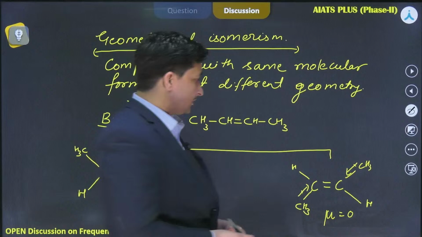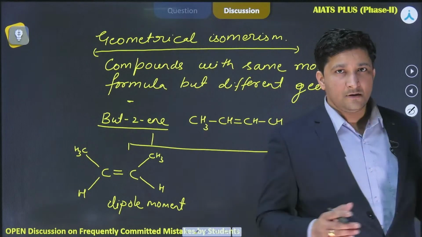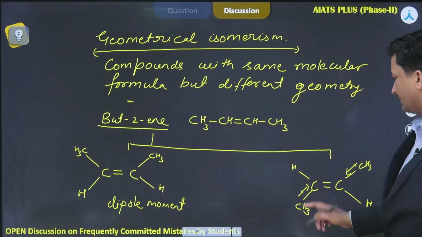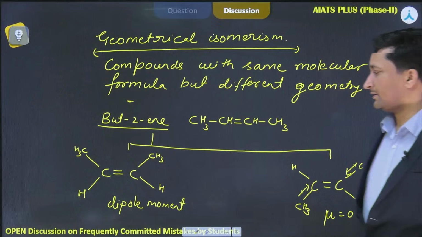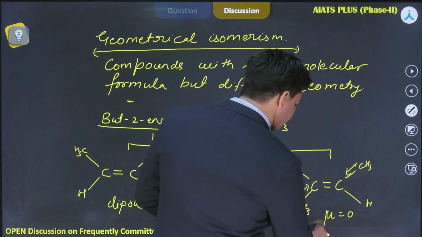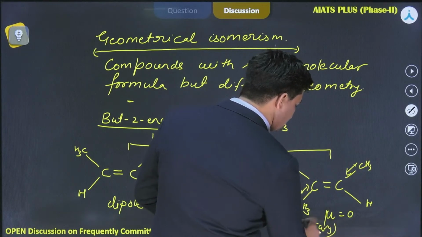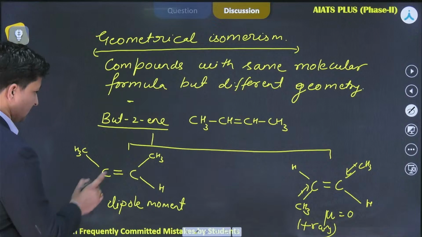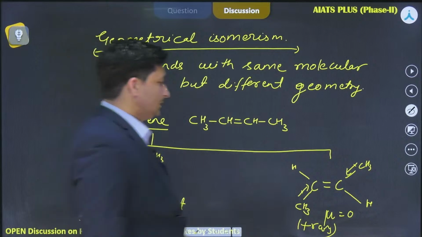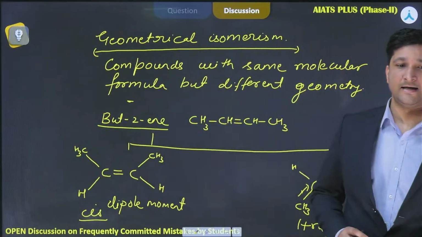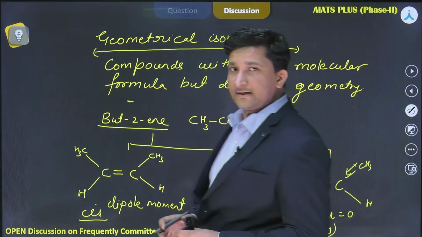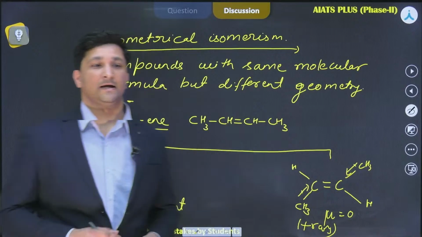Another property is that because of this dipole moment, dipole-dipole attraction is present. Therefore the boiling point of this alkene, this one, is less. You can say this is trans, and this one, because it is on the same side, we call cis. Cis has a higher boiling point compared to trans because of this dipole attraction. And this is the exact reason why we have to understand geometrical isomers.